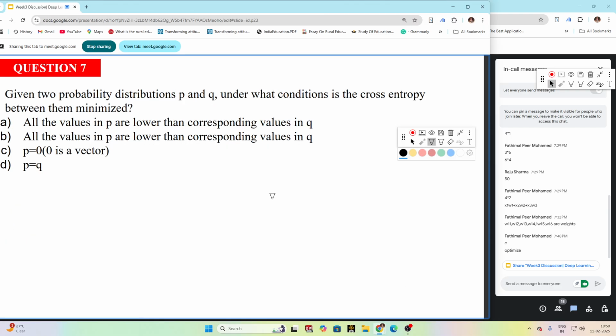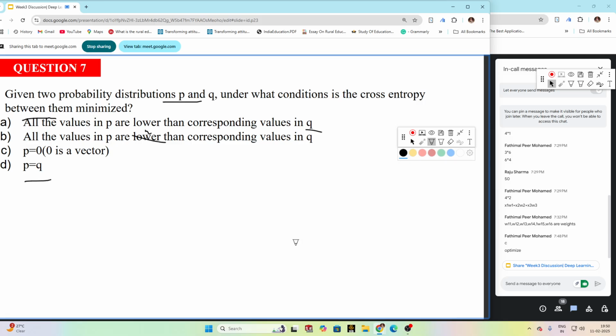Now, given two probability distributions P and Q, under what condition is the cross entropy between them minimized? All the values of P are lower than corresponding values of Q. This is higher, I think. Okay, there is a printing mistake. This is higher, not lower. And P equals 0, 0 vector, and P equals Q.